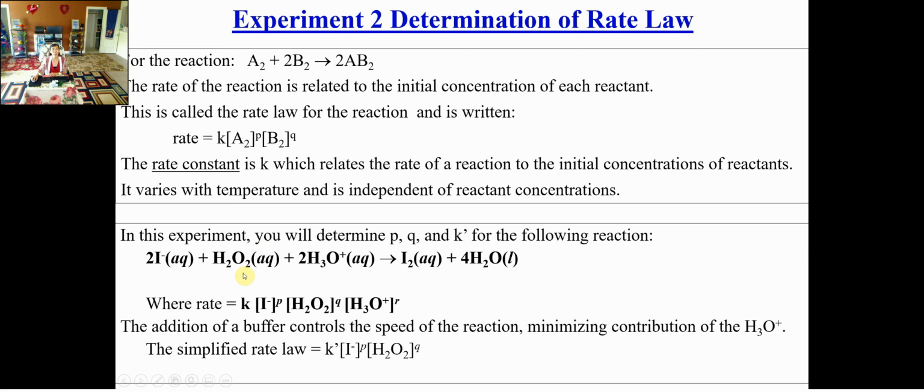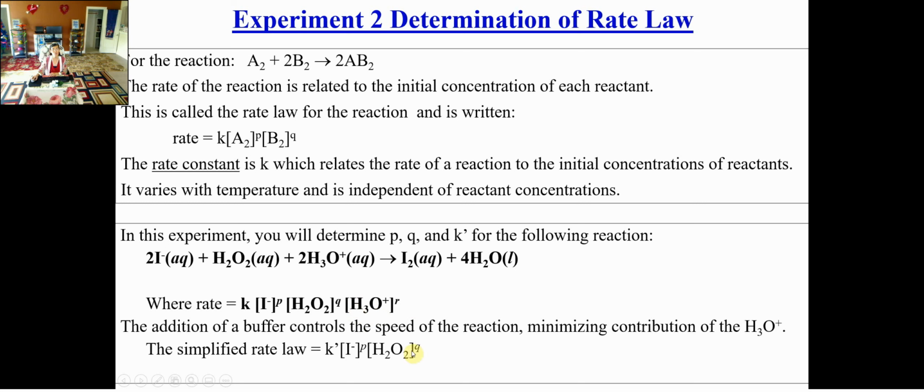In our lab, you are going to work on this reaction. Under the oxidizing agent hydrogen peroxide, your potassium iodide will be oxidized to iodine, I2, and your hydrogen peroxide is reduced to water, which is liquid. In this case, you are going to control the pH value at a constant number. Therefore, this reaction rate equals K times I negative to the power P, hydrogen peroxide to the power Q, hydronium to the power R. This hydronium is constant.